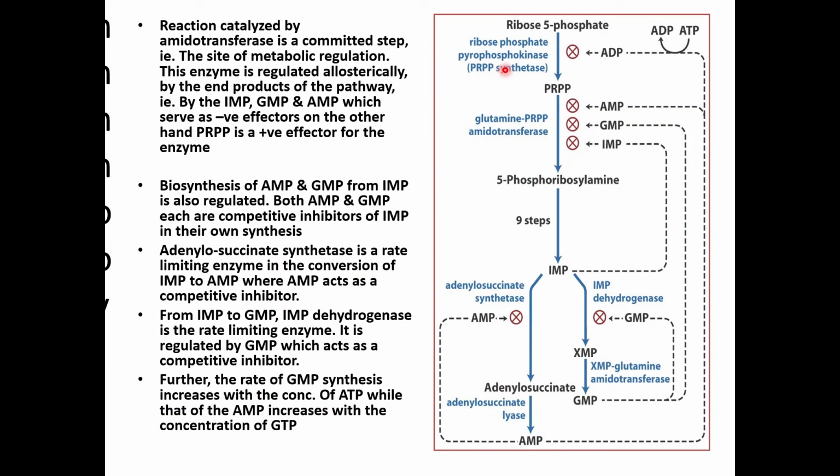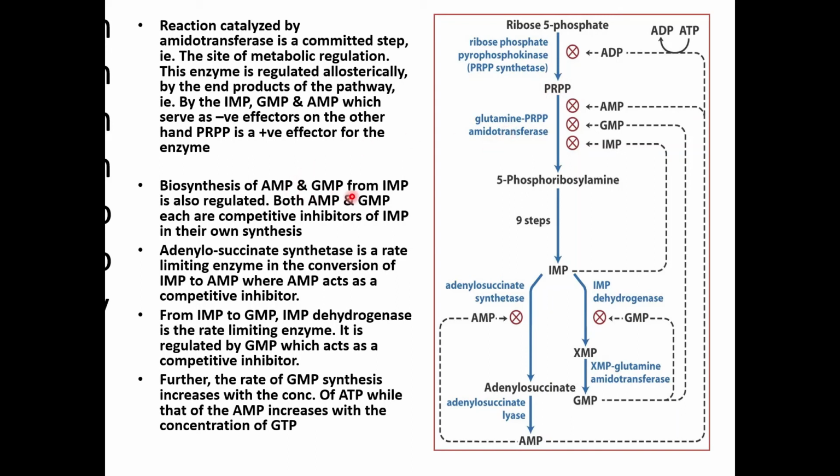The reaction catalyzed by this amidotransferase is the committed step, the site of metabolic regulation. This enzyme is regulated allosterically by the end products of the pathway, that is IMP, AMP and GMP, which serve as negative effectors for this enzyme, whereas PRPP is the positive effector for the enzyme.